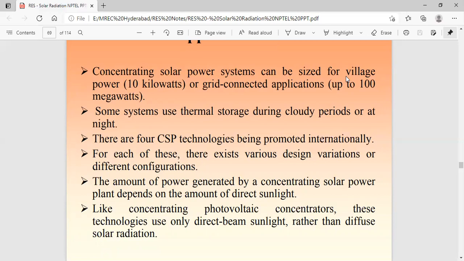There are 4 CSP technologies being promoted at present. For each of these, there exist various design variations or different configurations. The amount of power generated by a concentrating solar power plant depends on the amount of direct sunlight. So like concentrating photovoltaic concentrators, these technologies use only direct beam sunlight rather than diffuse solar radiation.